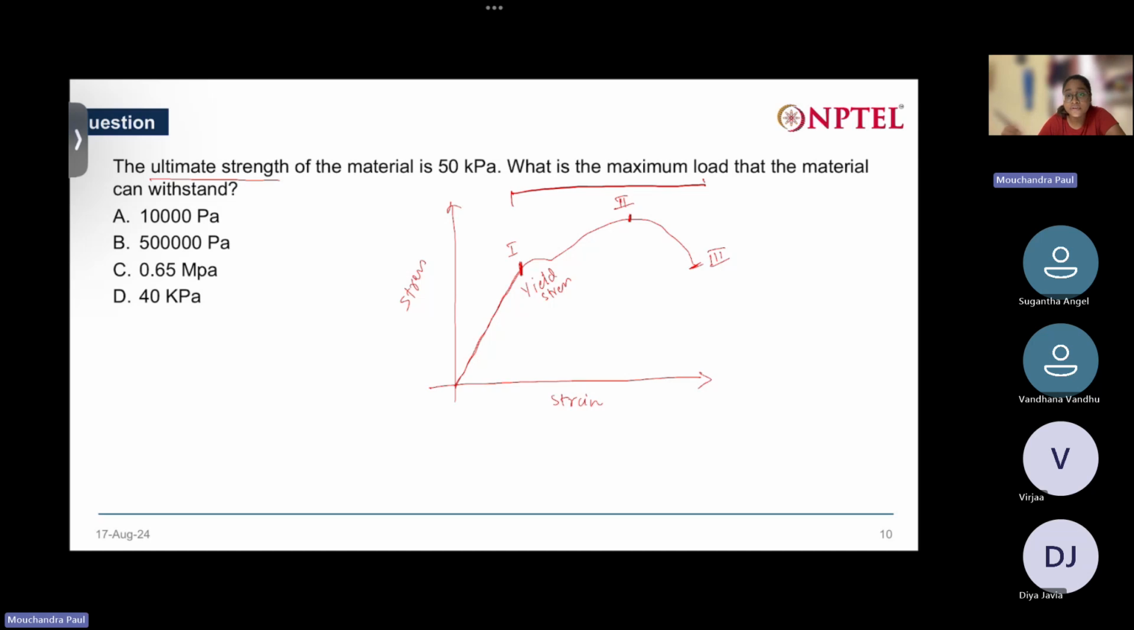So this is a curve of tension. We are taking a material like this. We are providing tension. That is why this is a curve for tension. For compression, the curve will look slightly different. Now, what do you think? Which is the point for ultimate tensile strength? 2 or 3? Ultimate tensile strength.